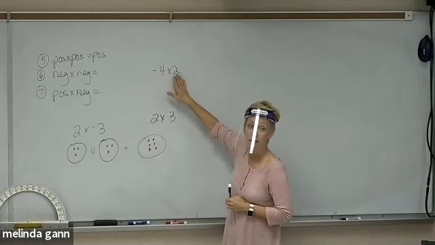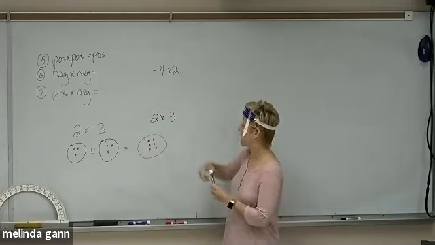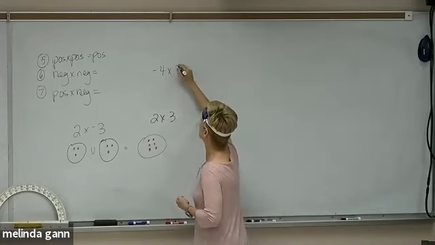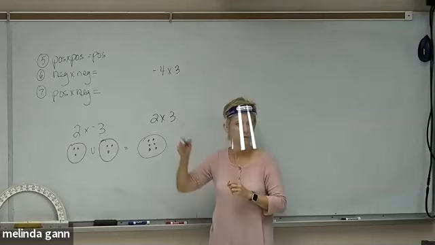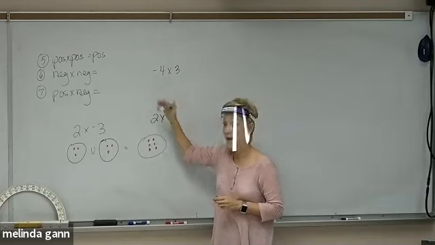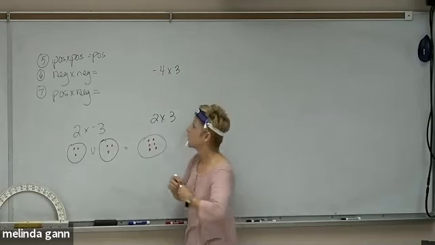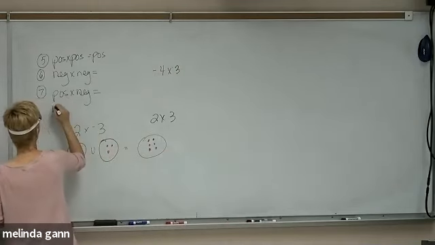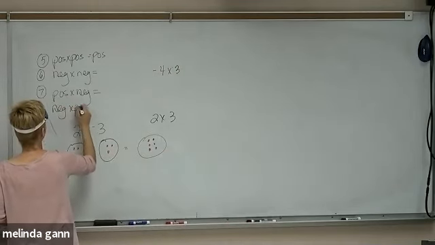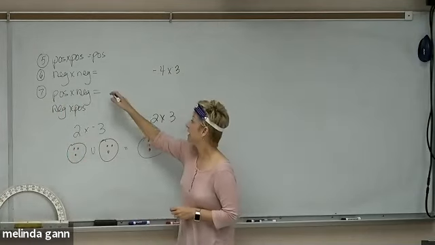What's in each set? 4 what color? Red. If I had 3 times a negative 4, how many sets would I have? 3. What would be in each one? 4 what color? Red. So I'd have 12 red ones in all. Is everybody with me? So if you have a positive times a negative, or a negative times a positive, what's the answer going to be all the time? Negative.